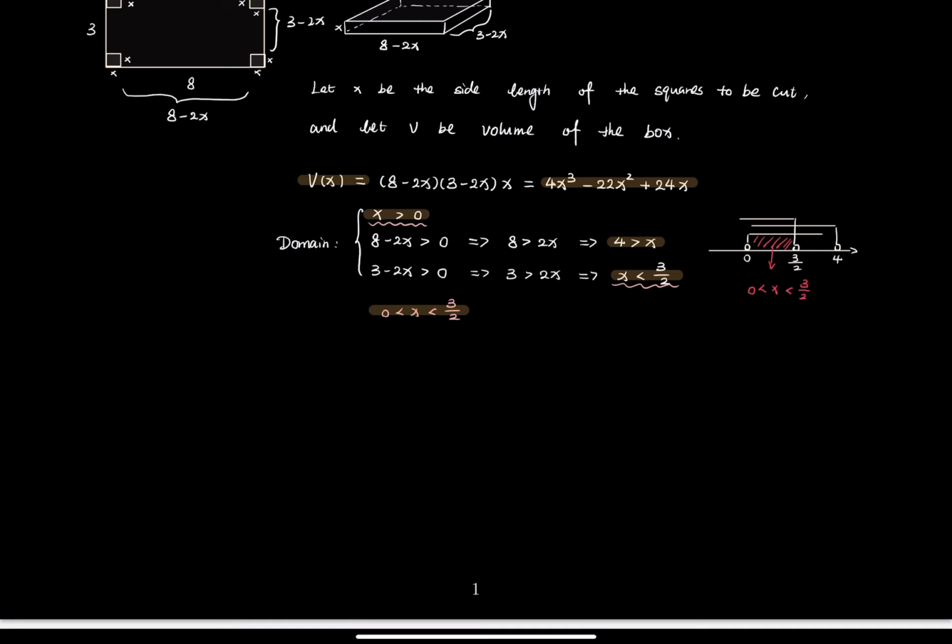I'm going to move slightly to the side, because I don't have enough space. So V prime of x, take the derivative, that's going to be 12x squared minus 44x plus 24, right? This exists everywhere in its domain, so let's set it to 0.